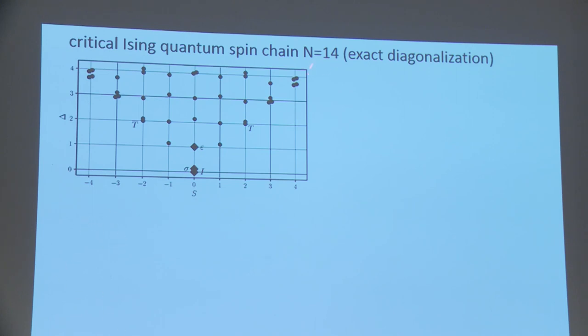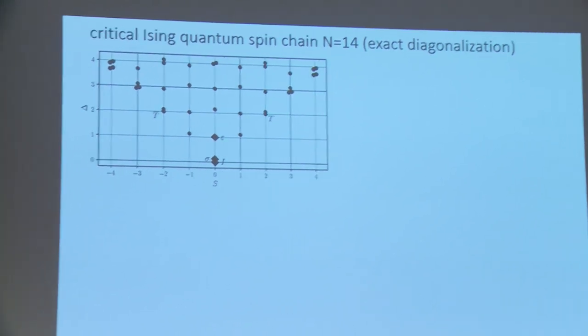Anyway, let's be more modest. Let's take 14 spins, so let's use exact diagonalization. And before Andreas correctly claims, oh, I can go beyond 14 spins, yes, but I only had my laptop. Andreas could go to 30, 40 spins, 50.